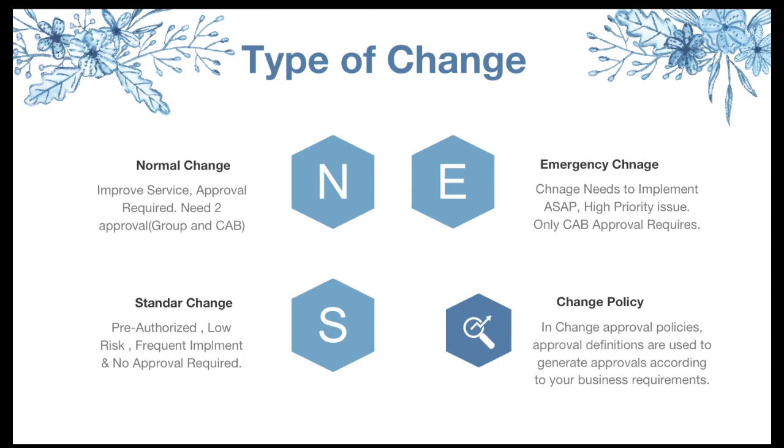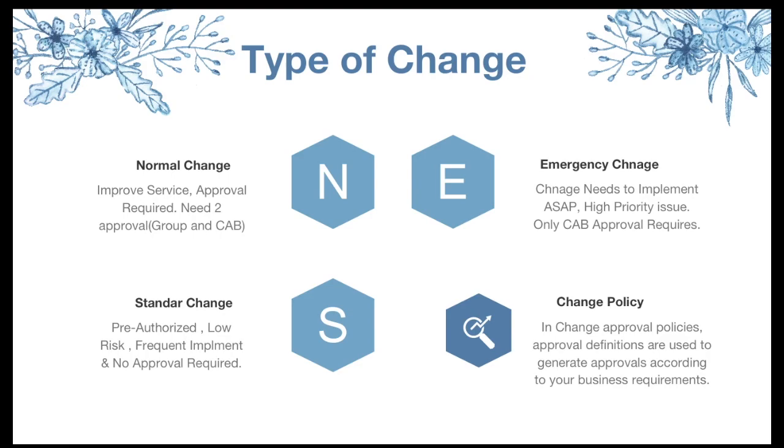A normal change improves your services. Right now maybe there is one patch and you are going to do another patch. That will be a normal change, and definitely it needs multiple approvals. Out of the box in ServiceNow, two approvals are needed. One is the group approval, another is the CAB approval, which is the change advisory board. That is the out of the box configuration. You can do customization, but today we'll mostly focus on the out of the box.